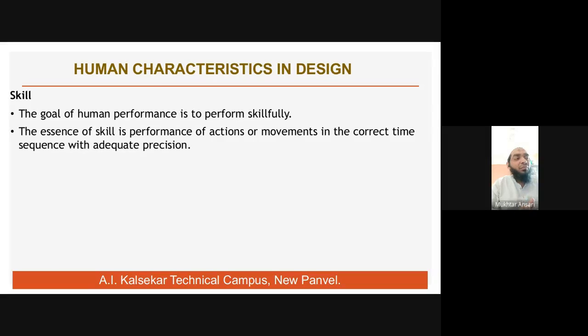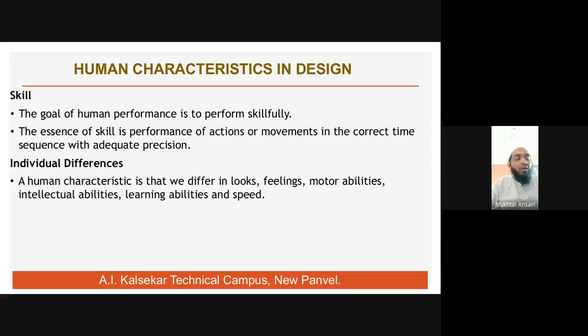The essence of skill is a performance of actions or movements in the current time sequence with adequate precision. There are a lot of details ahead, but the main point is that the designer must have a good amount of skills so that the interaction between the object and the actor will be successful and good. Another point is individual differences. It is not necessary that everyone has the same skill. All can have different skills. It is not mandatory that all designers must have the same skill.